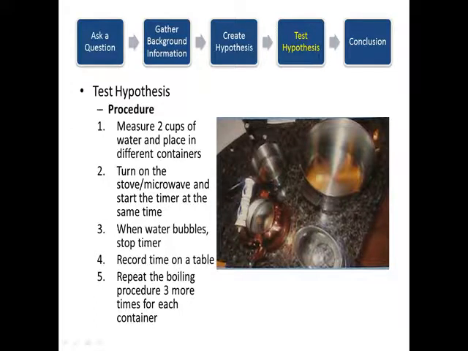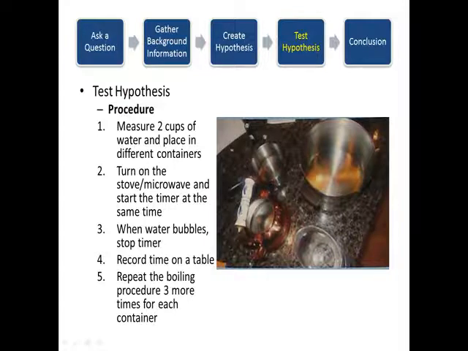The procedure for how you will carry out all of the trial tests needs to be laid out ahead of time so that it is the same for all of the trials. For this student's experiment, they lay out that they will carefully measure 2 cups of water and add it to the container which they're testing. The 2 cups of water is one of their constants. Then they will turn on the gas stove, or in the case of the glass bowl, the microwave, and start the timer at the exact same time. And then when the water bubbles, they will stop the timer and record the time on a chart.